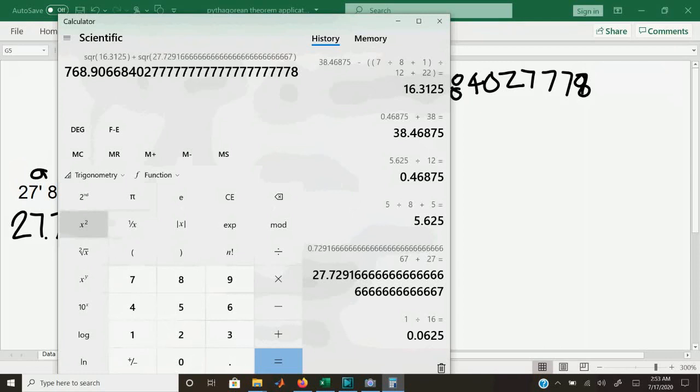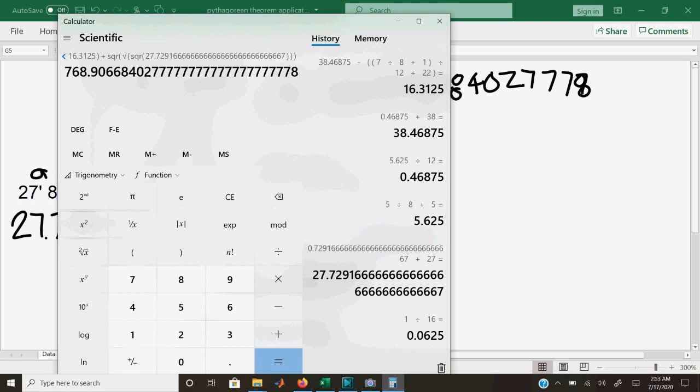So now I have C squared. To get C, I need to take the square root of C squared. And I have my square root over the x. I push that. I get 27.7291677. I did the wrong thing. You notice that's a number that we recognize. That was my C, or my B. I'm sorry, that was my A. So I took the square root after I squared it. I'm going to square it again.